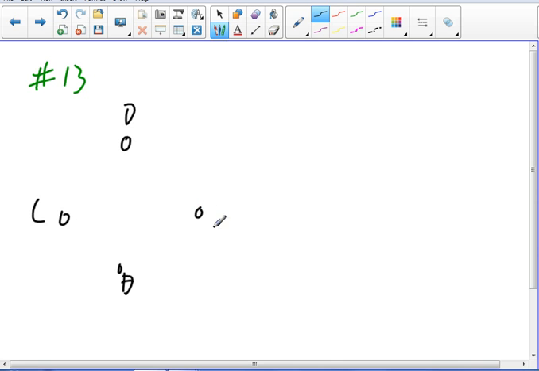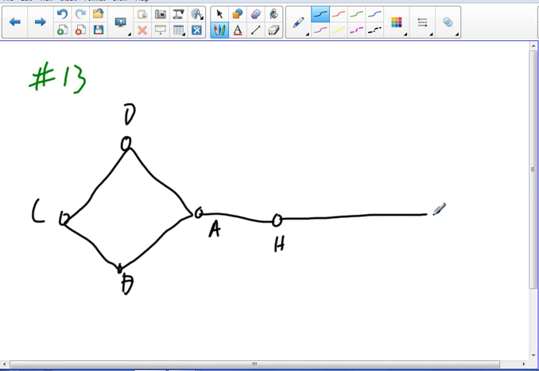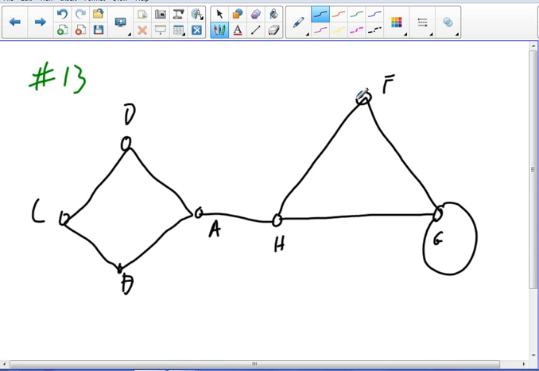C, A, and then we have H sitting over here. G, going to G. F, and E.